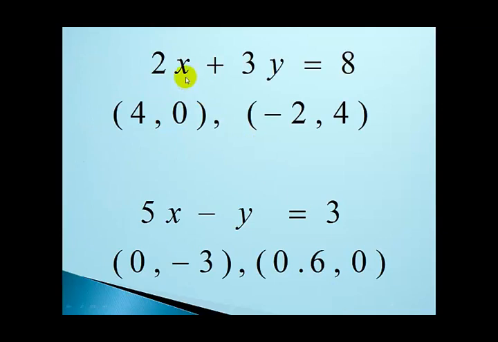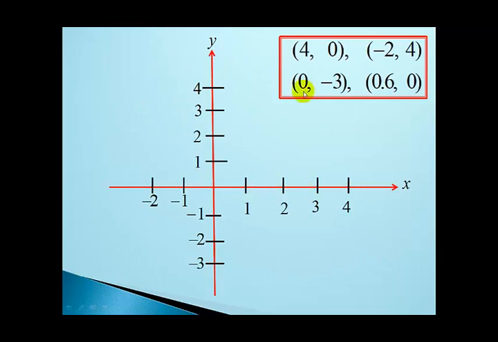Now from the first equation, the first equation was 2x plus 3y equals 8. We have the 2 points 4, 0 and minus 2, 4. From the second equation, 5x minus y equals 3, we have the 2 points 0, minus 3 and 0.6, 0. So we now go to the graph with our points 4, 0 and minus 2, 4. Now locating the point 4, 0: 4 on the x and 0 on the y. So we have 4, 0, and this is our point.